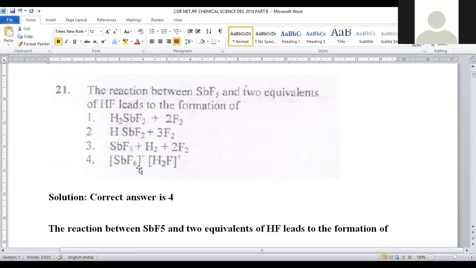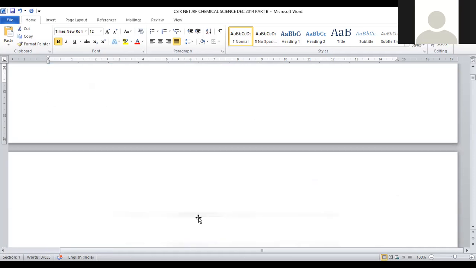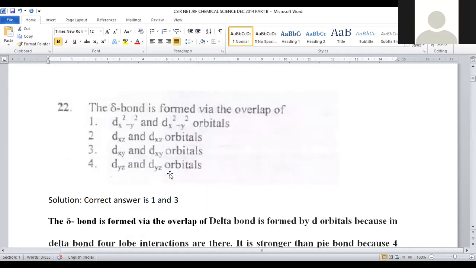So that is available as stibium hexafluoride minus and H2F positive. This is the Lewis acid, and it accepts F minus and turns into stibium hexafluoride, and H2F positive formation is possible. These are available in option number 4. For question number 21, option number 4 is the right answer. Let us move on to question number 22.